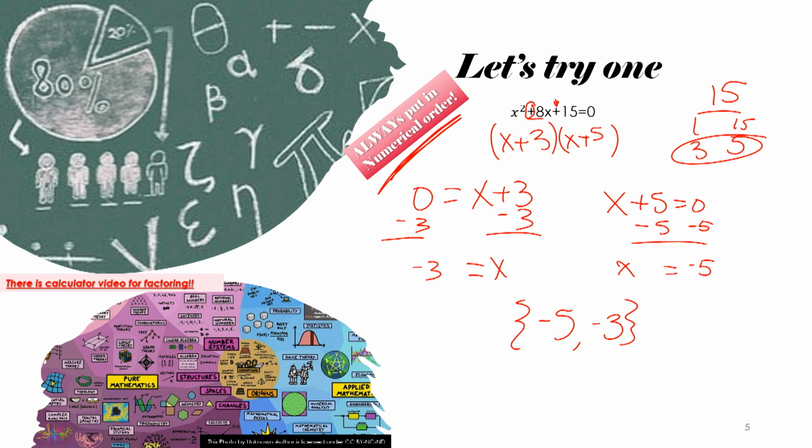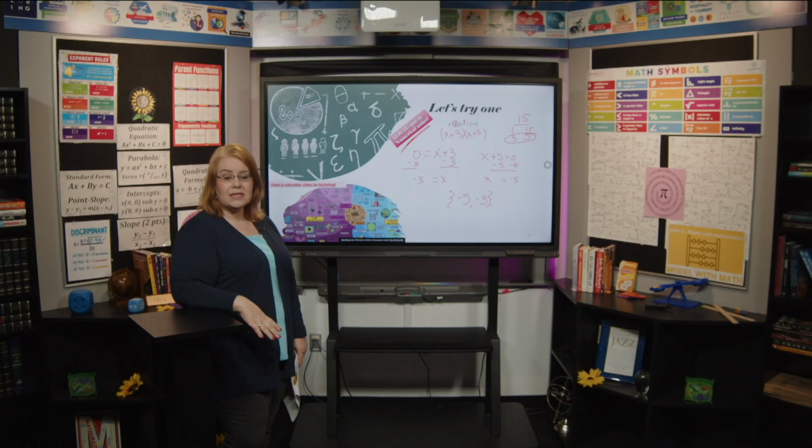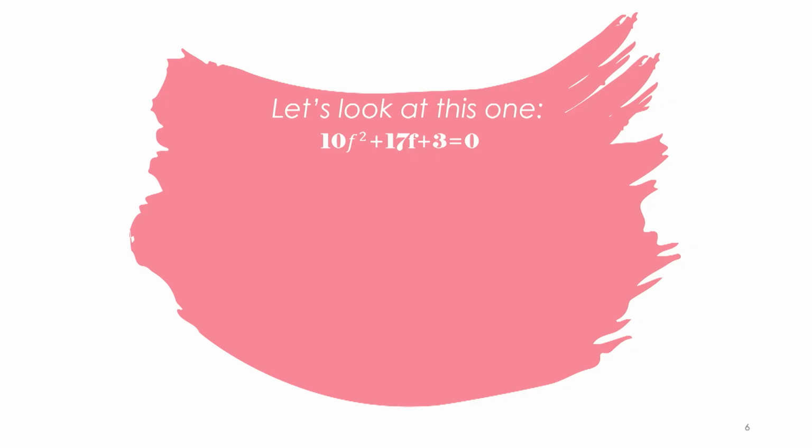Like I said, we do have that calculator link at the bottom of our lesson, so please, after we get through this lesson, go and look at that video. All right, so let's do some more like this. Let's look at this one. I have 2f squared plus 17f plus 15 equals 0.